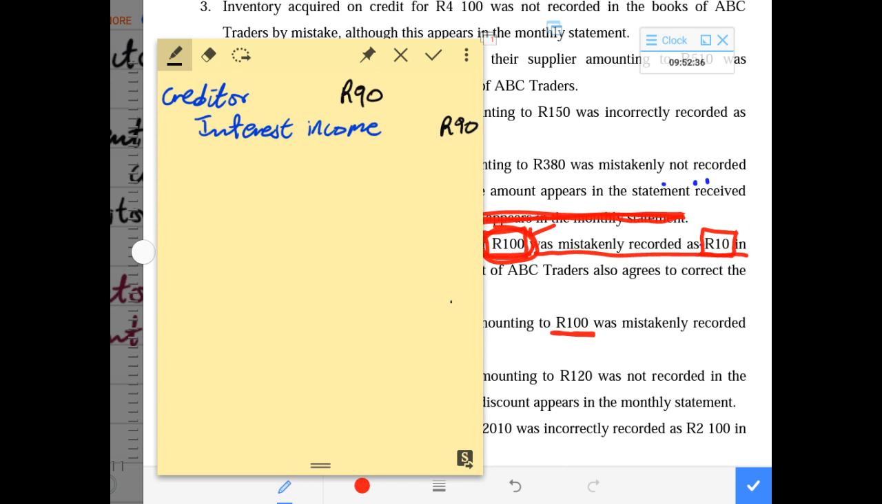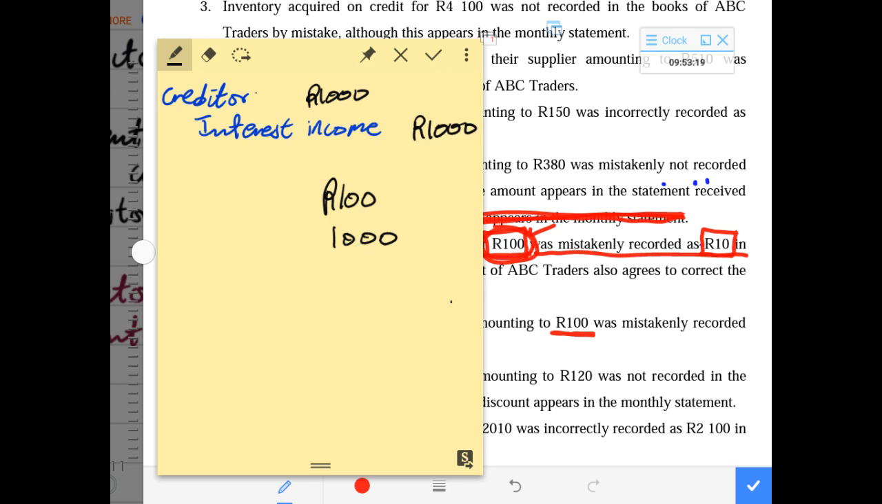So now we have to do the reversal, or we cancel the entry. When they recorded a discount, we need first to record what they did. They said debit a creditor by 1,000 rand, credit interest income, which is a discount, by 1,000 rand. This is what they did. So now our creditor was overstated, meaning they have reduced our creditor by an amount more than what it was supposed to be. Remember, our creditor decreases on the debit side. They're supposed to have decreased the creditor by 100 rand, but they decreased the creditor by 1,000 rand.